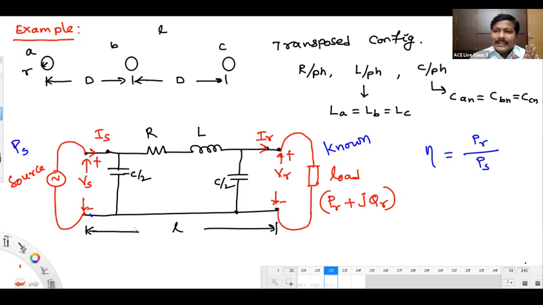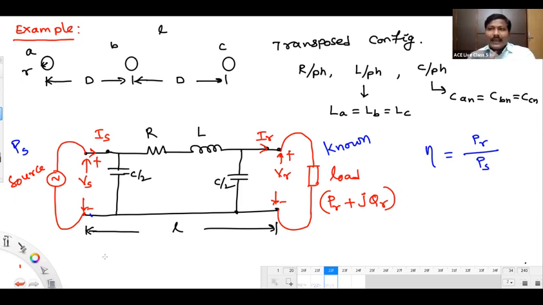Is it clear? Please tell me up to this point what I said. Very simple. We have taken a three-phase line. For that line, I calculated the resistance, inductance, and capacitance for the whole length of the line. After calculating those R, L, C, we kept these in the circuit. And I know the receiving end side clearly. The load is known to us. Now, if you want to calculate efficiency, we should find out the sending end real power.